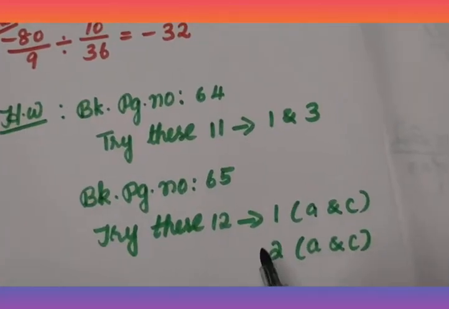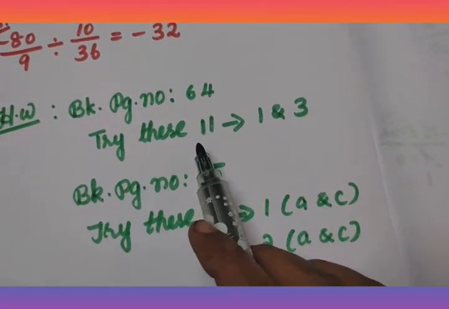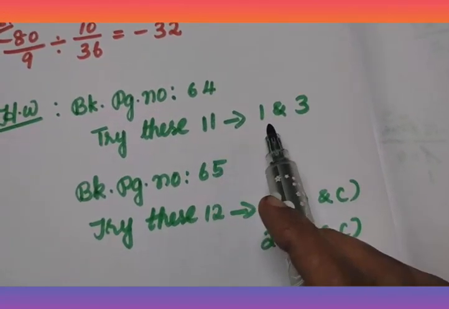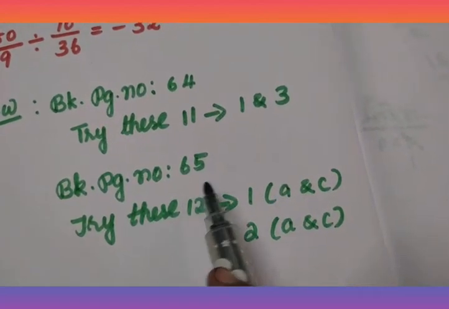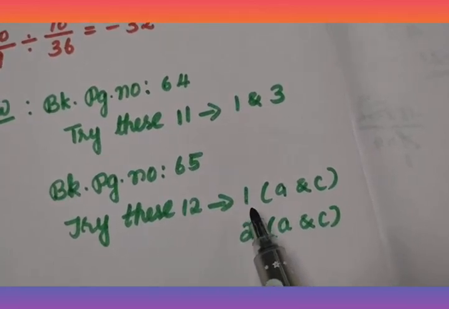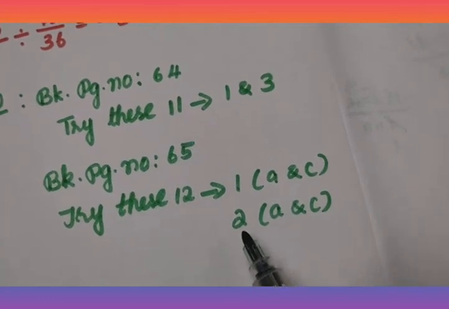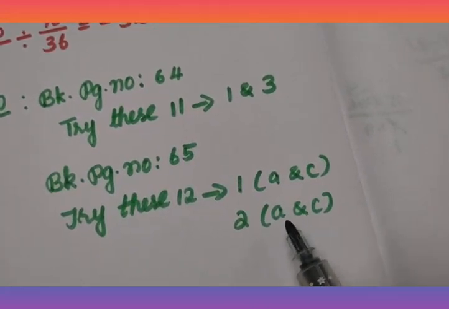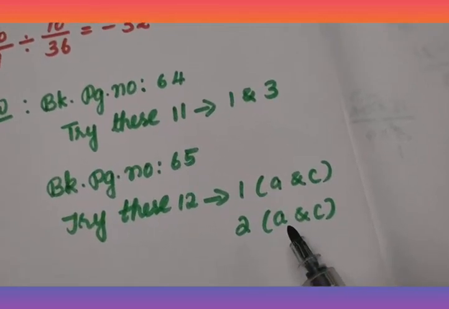We have homework children. Book page number 64. Try the 11th question, first and third problems. Okay. Then page number 65, on the next page, try question 12, first problem subdivisions A and C. From the second problem, subdivisions A and C. Okay children, do these as homework. Okay, thank you.